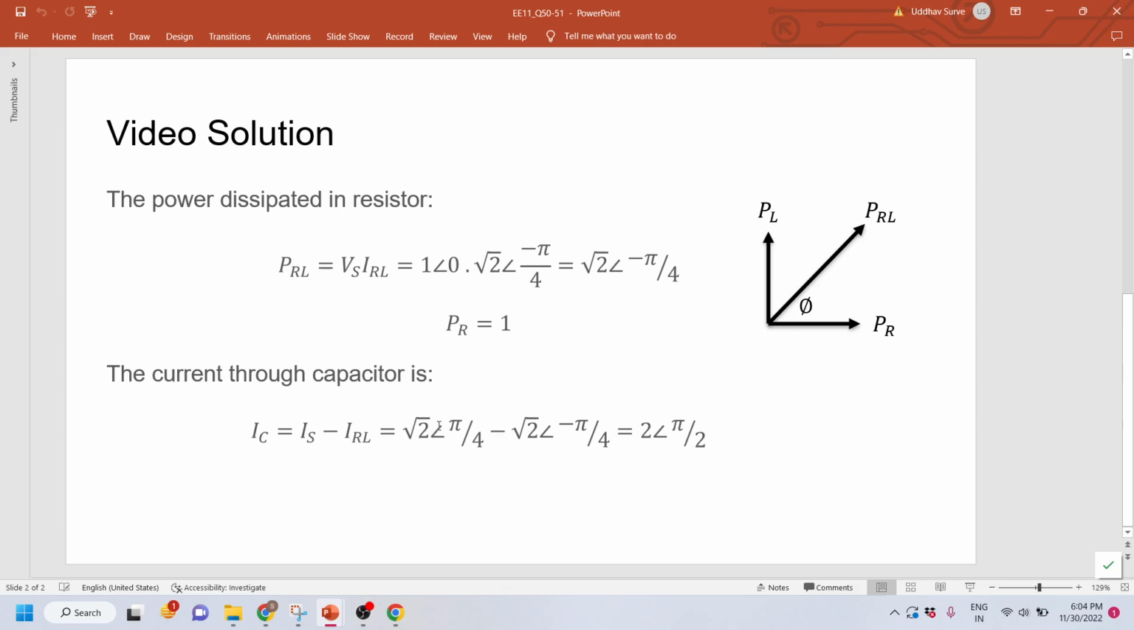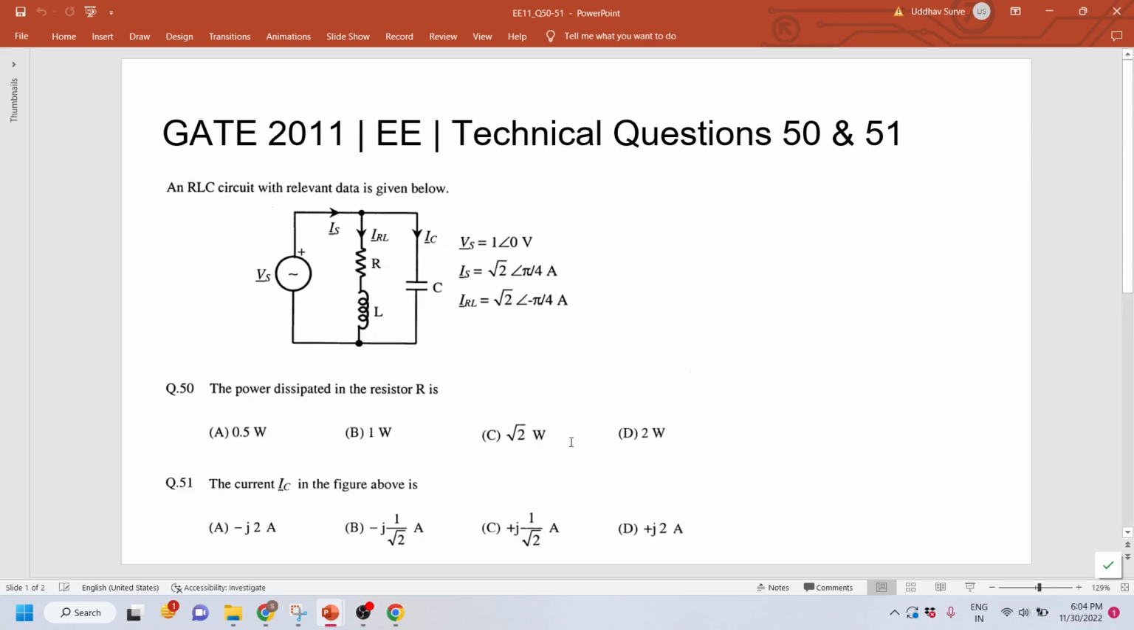So even if you solve it mathematically or do it vectorially like we did in the above case, the answer you will get is 2 at an angle pi by 2, which is 2 angle 90, which is 2j. That is the D option. Okay, so the answer to these two questions is 1 watt and 2j amperes.